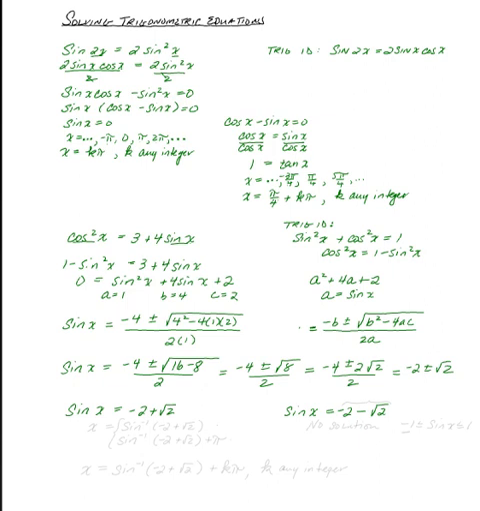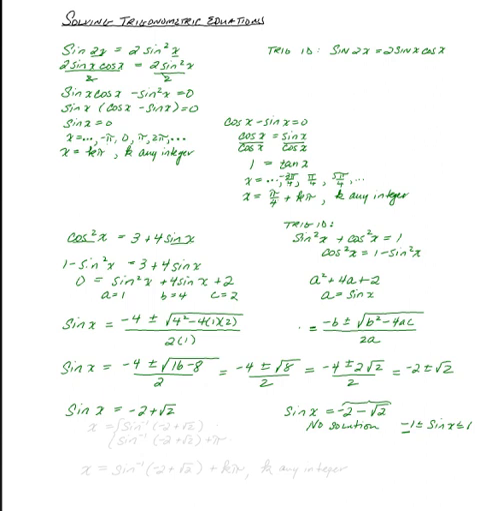Now immediately I can say this one is not going to work. Why is that not going to work? Remember, the range of the sine goes between negative 1 and positive 1. But negative 2 minus root 2 is going to be outside of those values. That's definitely less than negative 1. So we're not going to get a solution from that. But we are going to get a solution over here. Negative 2 plus root 2 is going to be a small negative number.